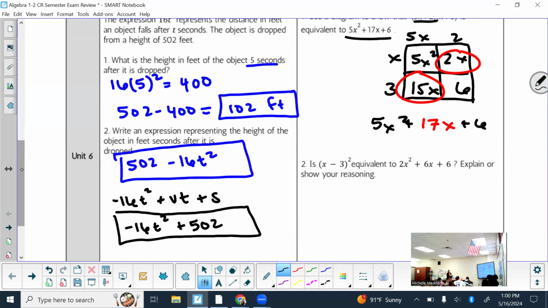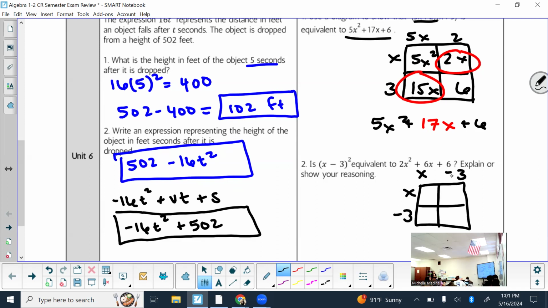For the next part, it says, is (x minus 3) squared equivalent to 2x squared plus 6x plus 6? Explain or show your reasoning. So for part 2, it's not requiring you to make a diagram. Personally, I feel like since you would have to know how to make a diagram for the first part, we might as well do it for the second part. But there are other ways that you could explain it other than just that you multiplied it and got that, or didn't get that.